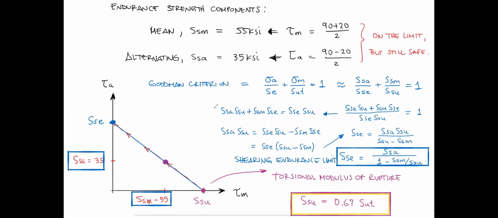And through the stresses described, the SSA 35 and the SSM 55, we can just look at the point. It's roughly on the limit here, right on this straight line. That's why we say it's on the limit, but still safe if we use the Goodman criteria.